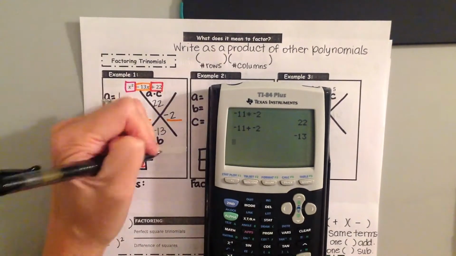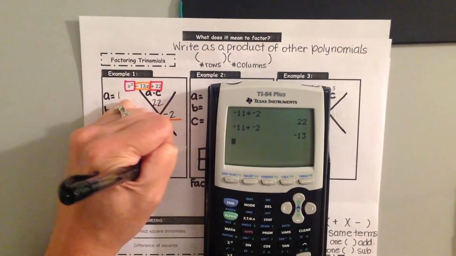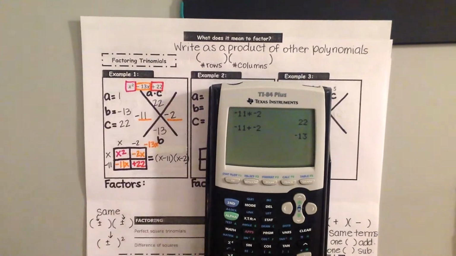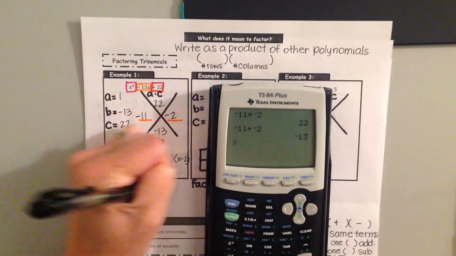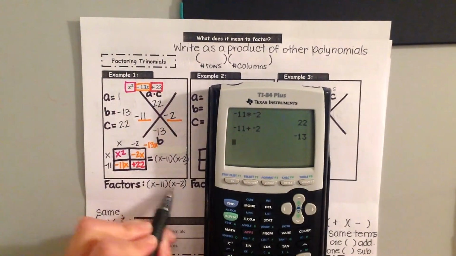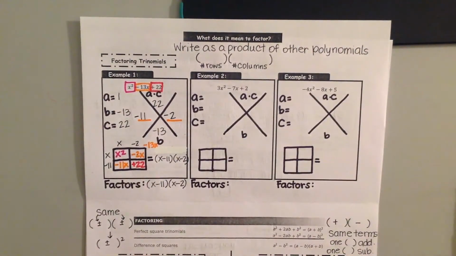So now I know that my row and my column are x minus 11 and x minus 2. And those are my factors. I would multiply x minus 11 and x minus 2 to get the product of x squared minus 13x plus 22. So now we're going to work in the rest of them.